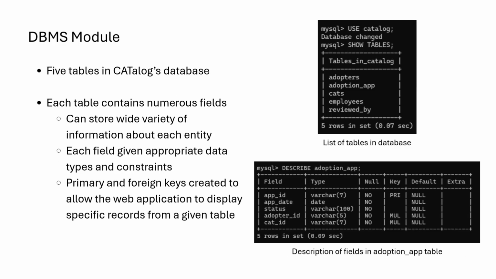There are 5 tables in total in Catalog's database: adopters, adoption app, cats, employees, and reviewed by. Each table contains a variety of attributes, with each field given appropriate data types and constraints. We created primary and foreign keys for each table to allow Catalog to display specific records from a given table or several tables at the same time.